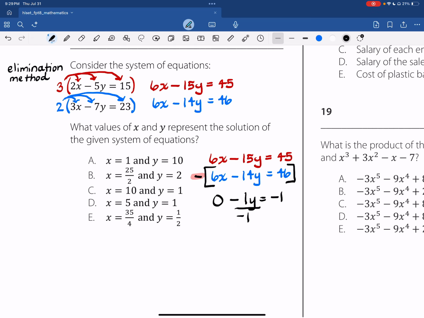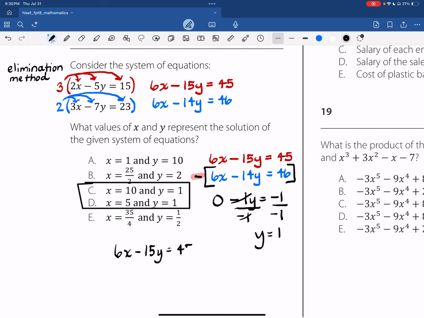Go ahead and finish the problem. So you get y is equal to positive 1. So that gives me 2 choices in my answers. You've got those 2. The other y values do not work. So to know which x you need, take one of your equations. It doesn't matter which one. And plug that y in as a 1.